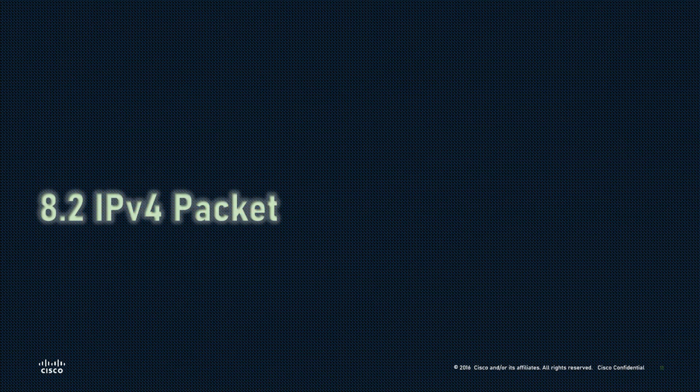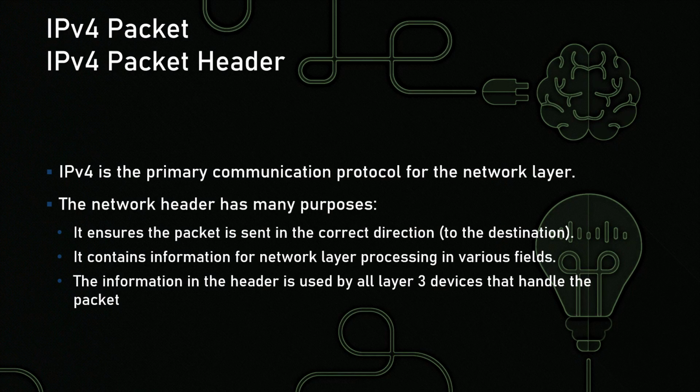So let's take a look at IPv4 first. That's the more common one you'll deal with because IPv6 is still in transition. IPv4 is the primary protocol for the network layer, and the header for IPv4 has many purposes. It ensures that the packet is sent in the correct direction. We want to go forward, not back, of course.